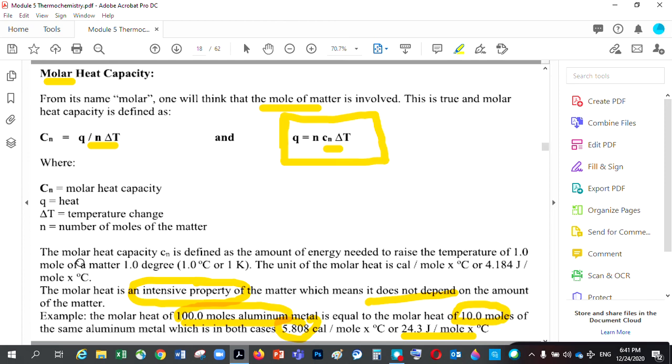the definition of molar heat capacity is the amount of energy needed to raise the temperature of one mole by 1 degree Celsius or 1 Kelvin. Now we're not saying grams or mass. With specific heat, we said 1 gram of mass. Here, just one mole. Just make sure that we understand. So the molar heat and specific heat are very closely related. We relate one to 1 gram and the molar heat to 1 mole.